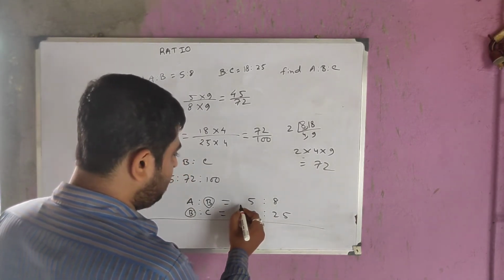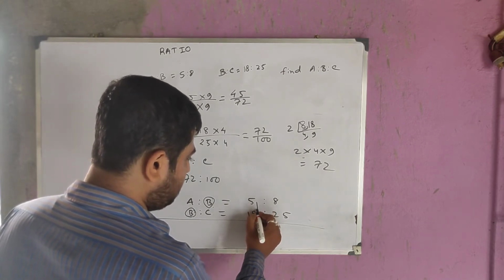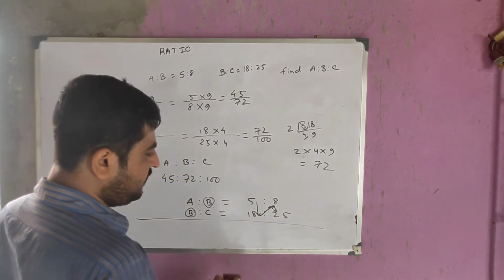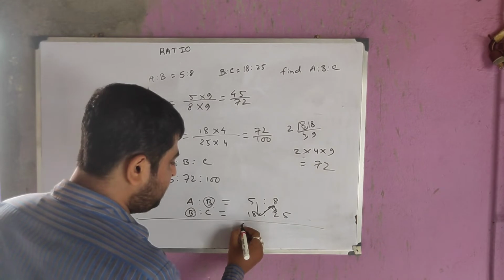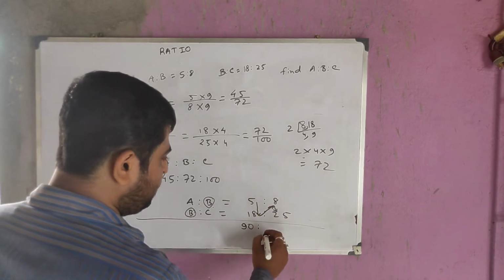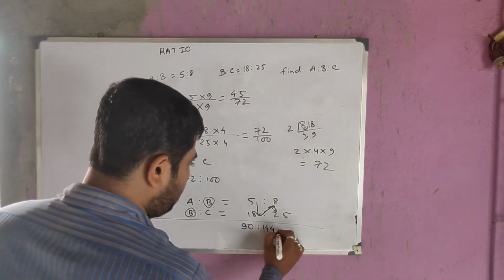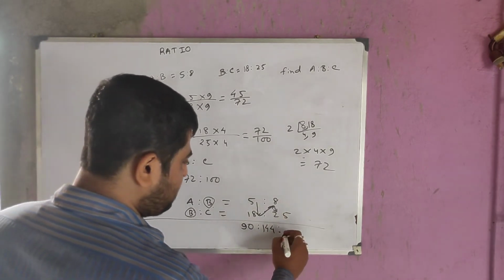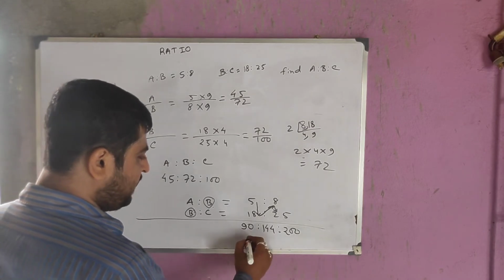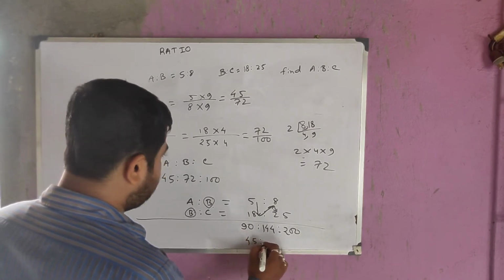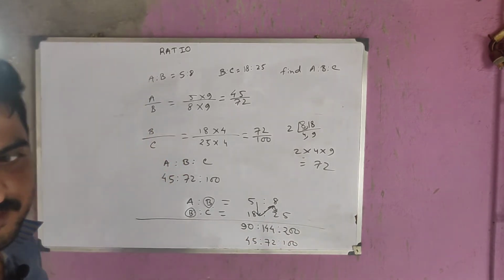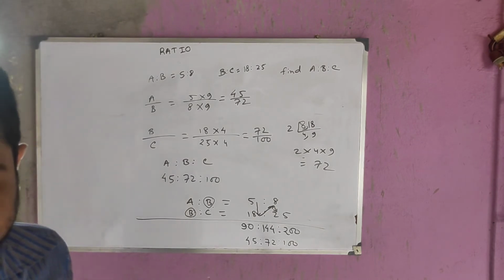What is that method? First multiply this way, then multiply this way, then multiply this way. Now see, 5 into 18, how much will it become? 90 is to 18 into 8, 144 is to 8 into 25, 200. Now you see, we can cut each term by 2. So it will come 45, 72 and 100. So this has become the A is to B is to C.